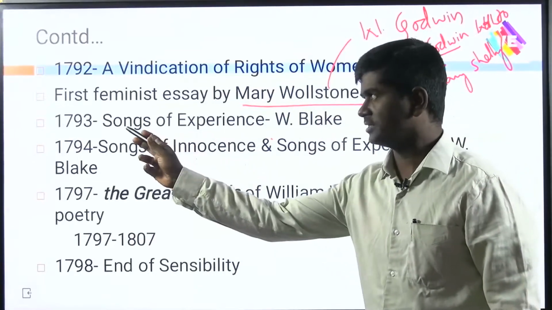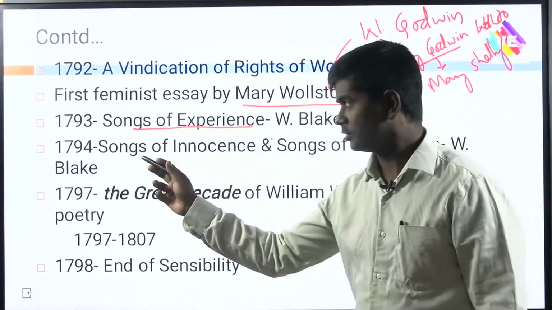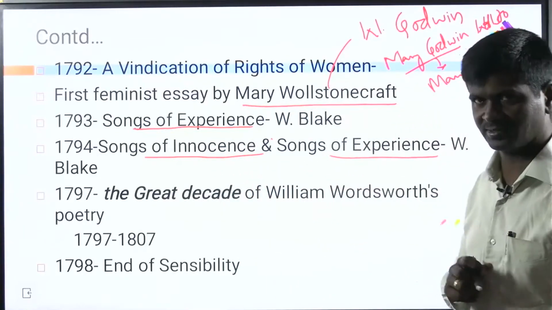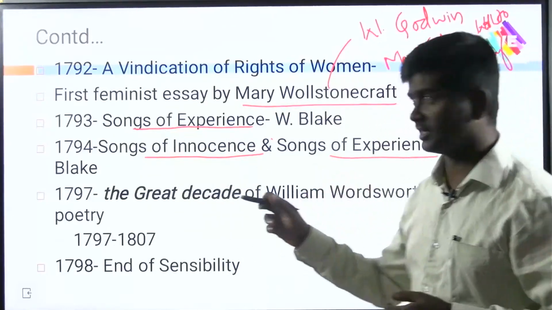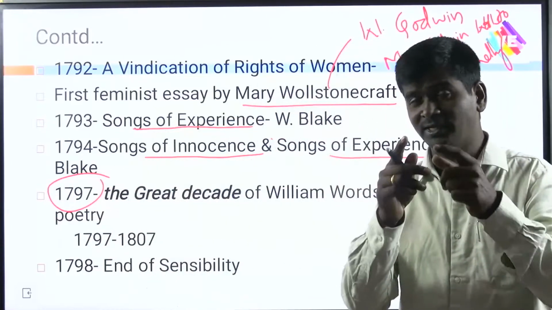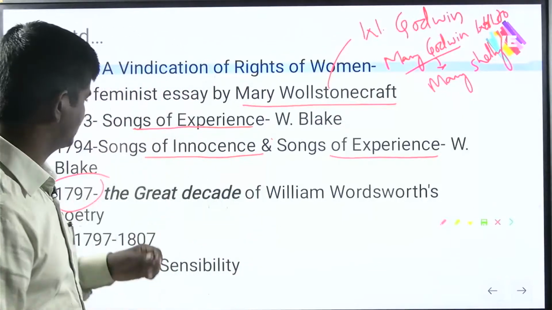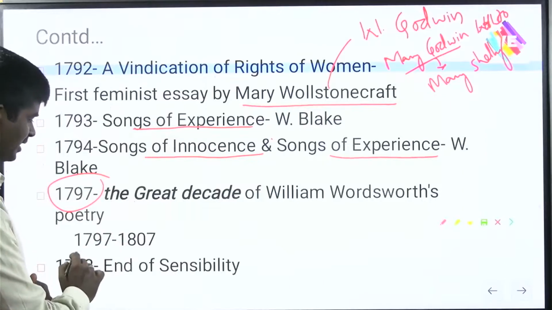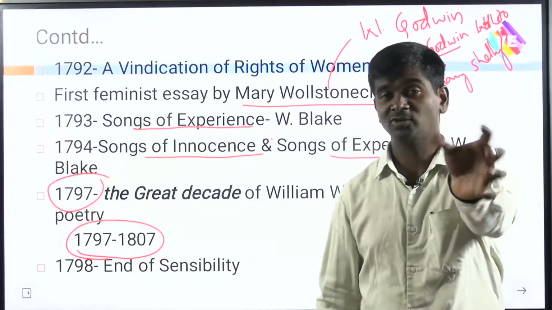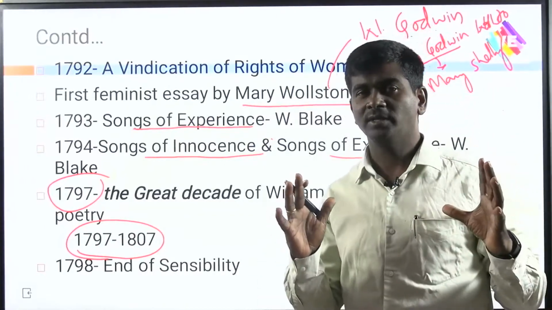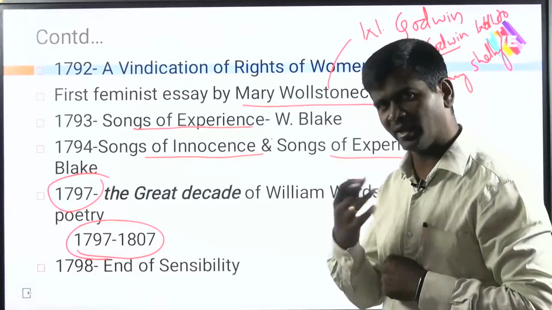Next, 1793, Songs of Experience, another collection of songs composed by William Blake. In 1794, Songs of Innocence and Songs of Experience were published together by William Blake. And the Great Decade, 1797, very important, my friends, if you are serious about JRF, if you are serious about becoming a degree lecturer once you qualify UGC-NET. The Great Decade is the period from 1797 to 1807, considered the great decade in the life of Wordsworth's poetry. We'll talk about it when we discuss the Romantic period and the authors.